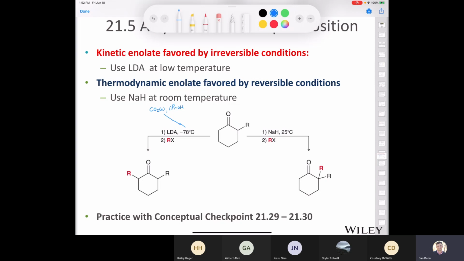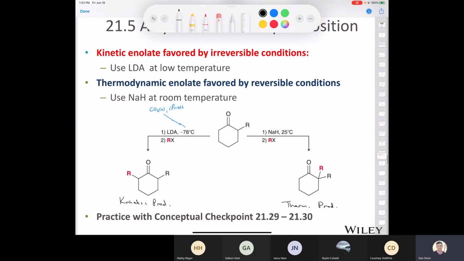Anyhow, so LDA at minus 78 is going to deprotonate the proton that is less sterically hindered. Then we get what we call the kinetic product. So we would call this the kinetic product. Okay, and if we use a non-polarizable base like sodium hydride at room temperature, 25 degrees Celsius, then we're going to end up with the thermodynamic product. So the thermodynamic product like that. And so you have to have these things memorized.